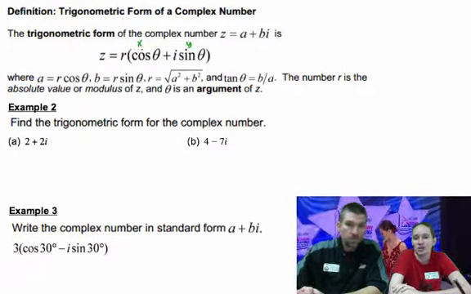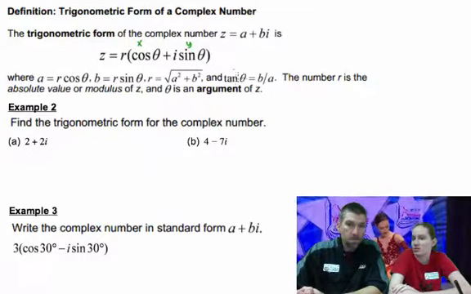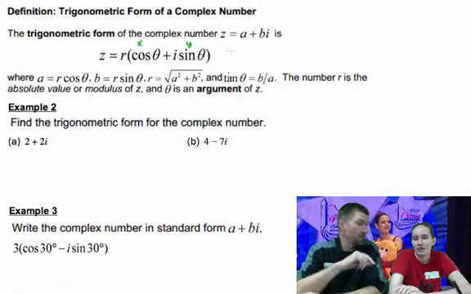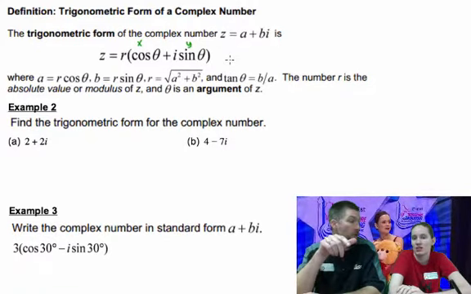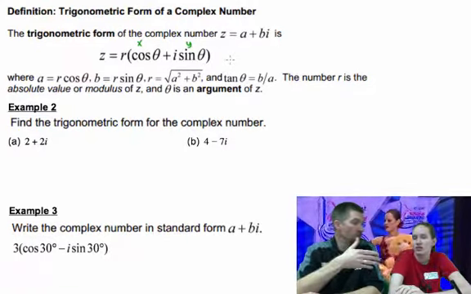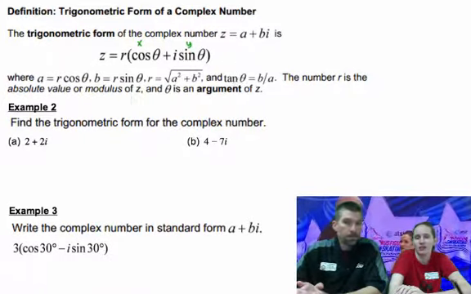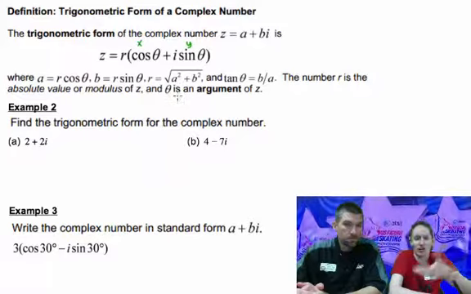And so to figure out what this theta is, just like we've been doing, we have to do inverse tangent. That's usually the best way to go because you will know a and b. There are other ways to find it, but usually if you do that arctan, that's the ideal way. And they call theta the argument of z.